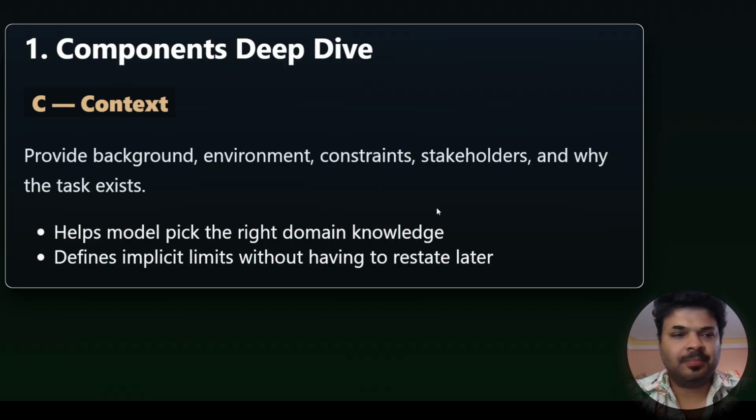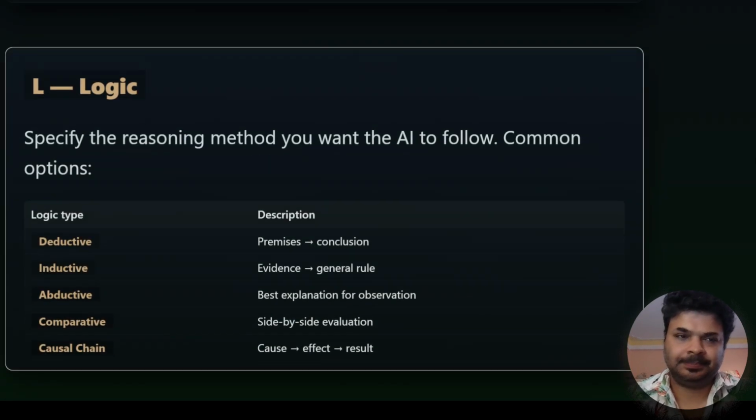Components deep dive. C is context. Provide the background, environment, constraints, stakeholders, and why the task exists. It helps the model pick the right domain knowledge and defines implicit limits without having to restate them later.